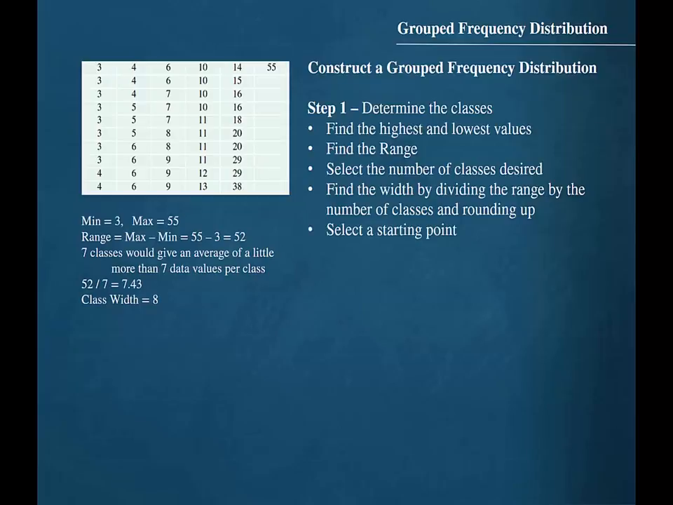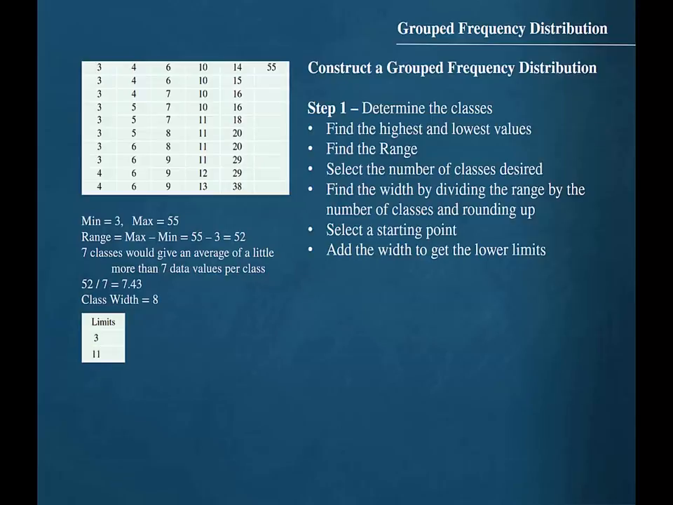Select a starting point. This can be the smallest data value or any convenient number less than that. The starting point will be the lower limit for the first class. We will use the minimum value of 3. Add the width to get the lower limits.